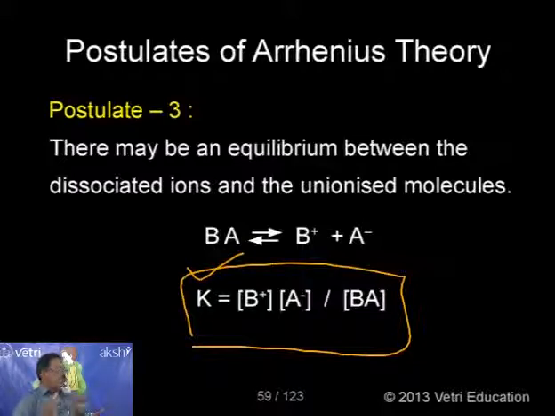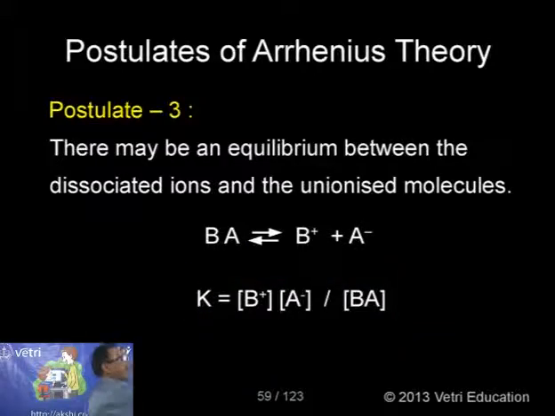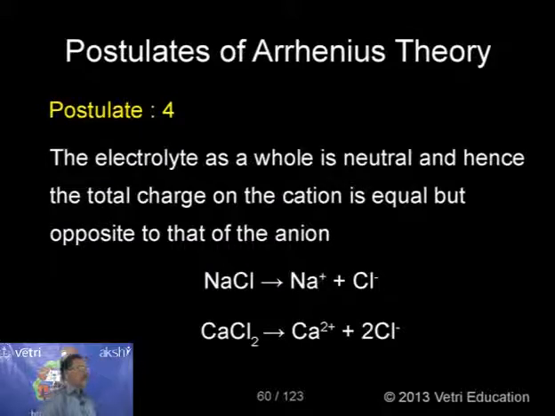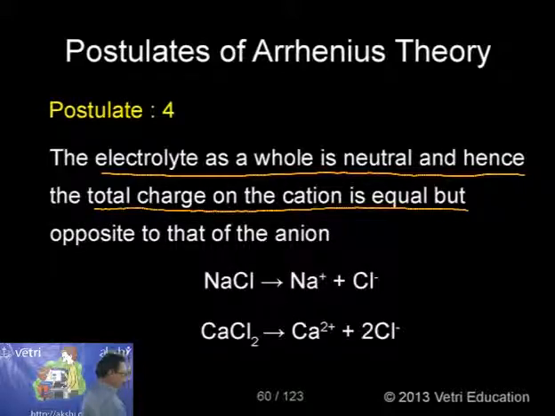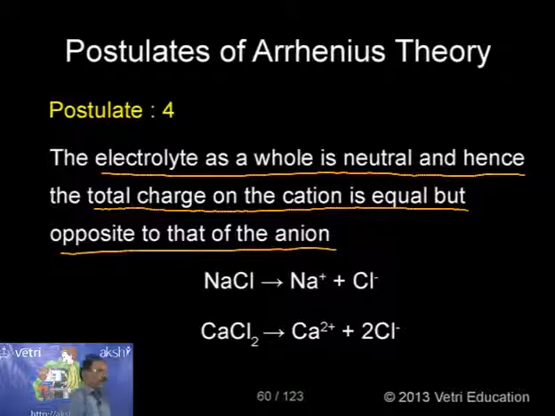So, there may be an equilibrium between dissociated ions and ionized molecules only in the case of a weak electrolyte. Kindly follow. Okay, postulate 4. The electrolyte as a whole is neutral, and hence the total charge on the cation is equal but opposite to that of the anion. The total number of positive charges will be equal to the total number of negative charges.